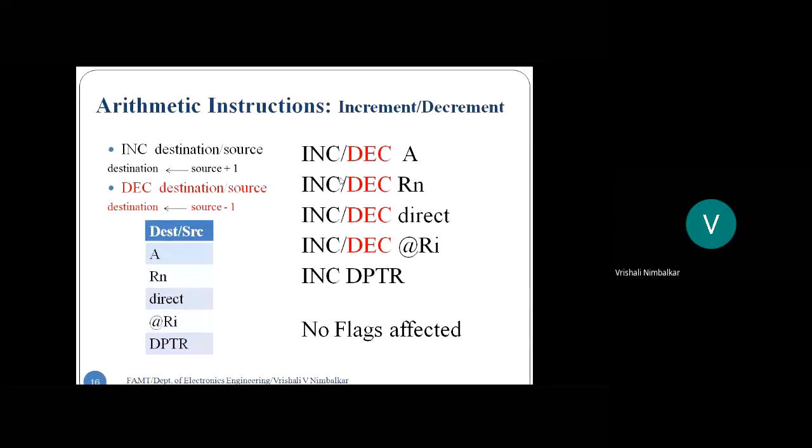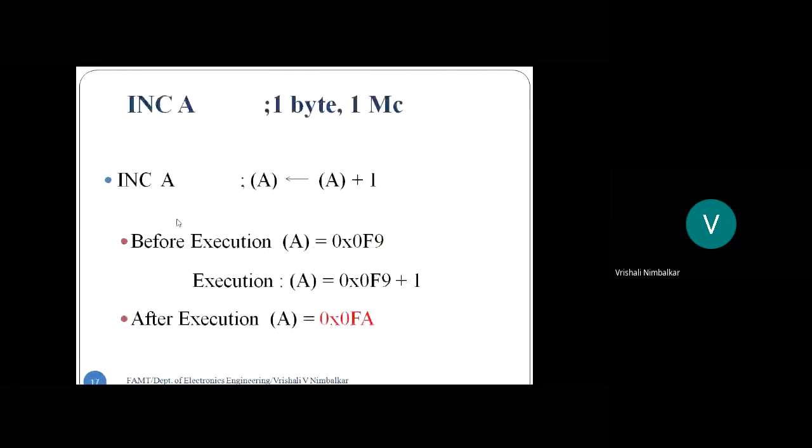So we will see increment examples one by one. First INC A, increment accumulator, a 1-byte instruction, and accumulator is in the instruction. It takes 1 machine cycle. So increment A is 1 byte, 1 machine cycle. Data from the accumulator is added by 1 and saved back in the accumulator. Example given: before execution of increment, suppose the accumulator had F9 hex.